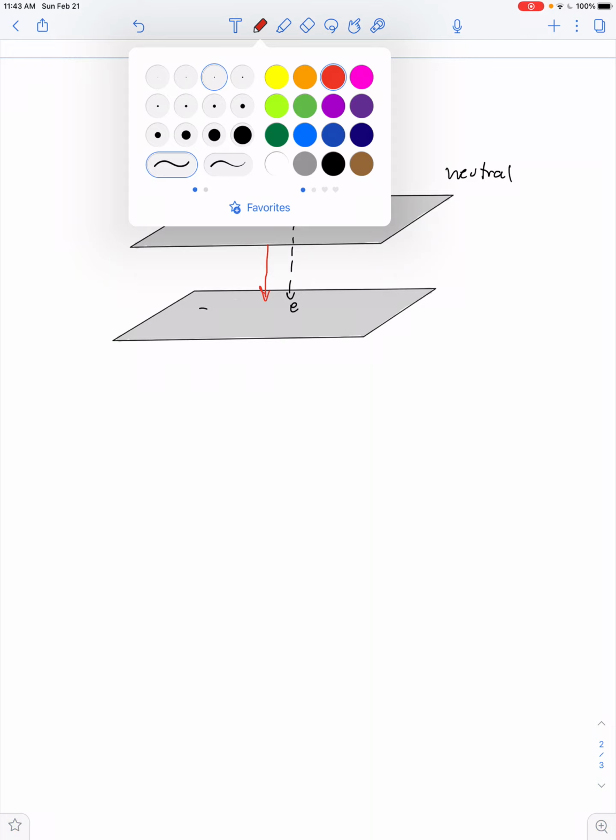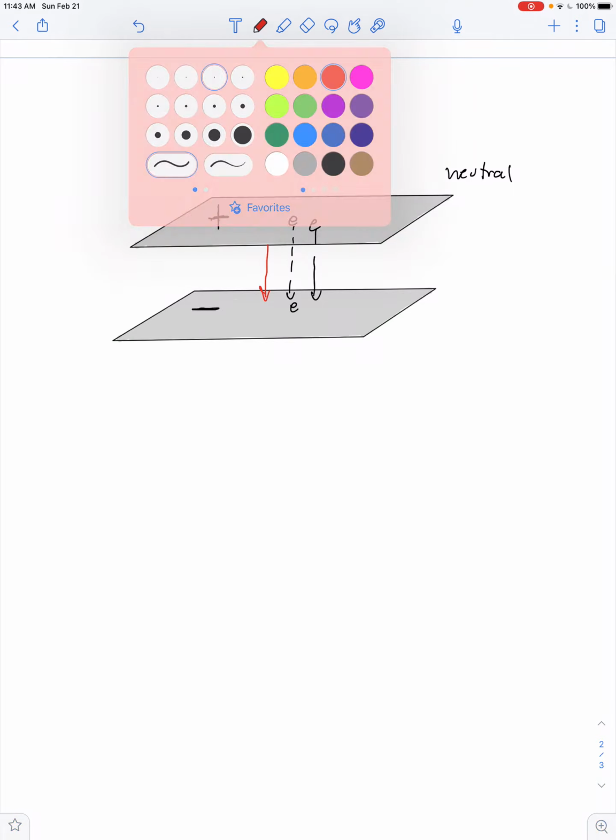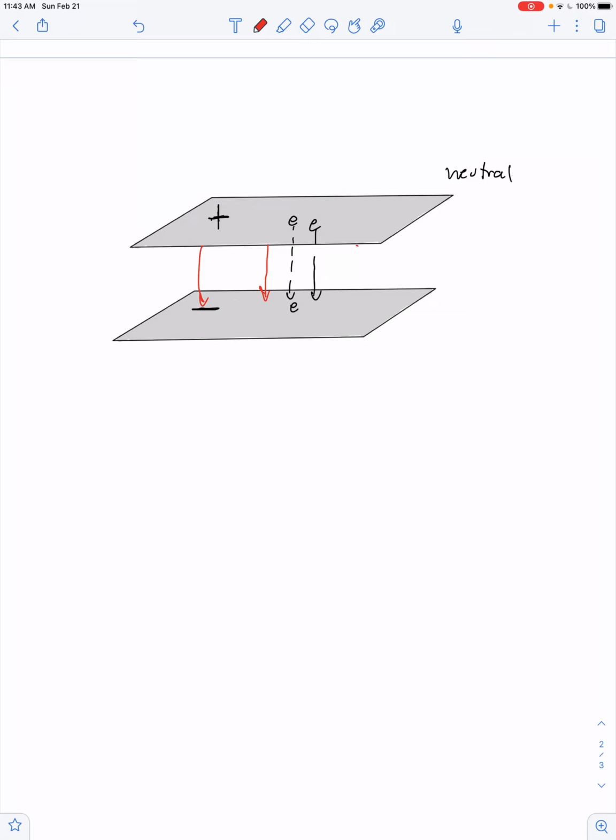Now, the next electron is transferred. Okay, so the top plate becomes a little more positively charged, the bottom plate a little more negatively charged, and the electric field becomes a little bit stronger. So the electric field is increasing in strength as the number of electrons transferred increases, or as the charge on the upper plate increases.